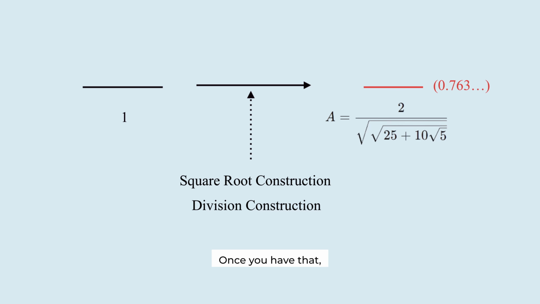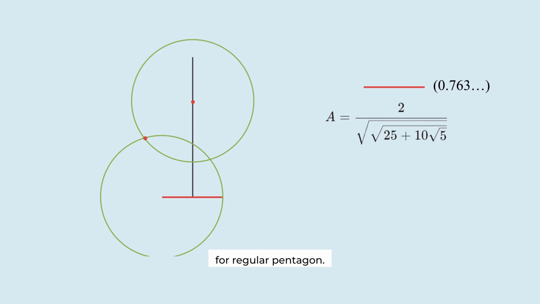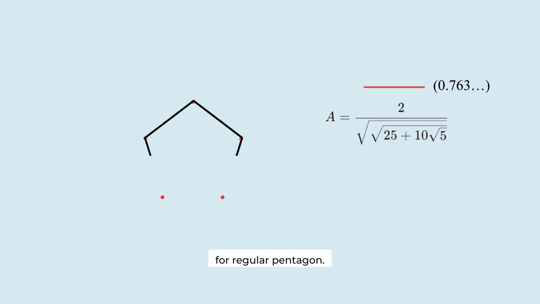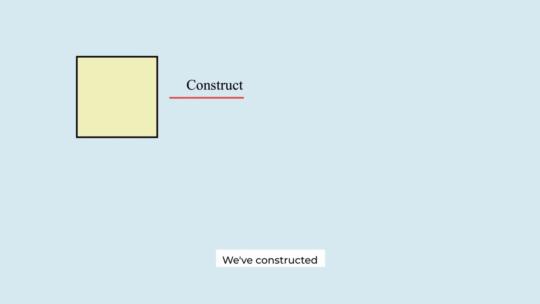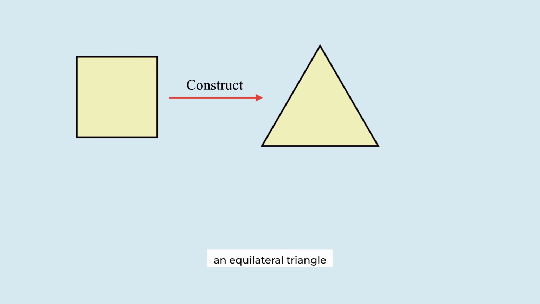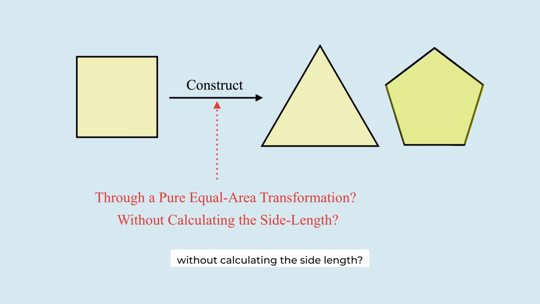Once you have that, you can apply the standard construction for a regular pentagon. The result is a regular pentagon we want. We've constructed an equilateral triangle and a regular pentagon. But can we do it through a pure equal area transformation without calculating the side length?